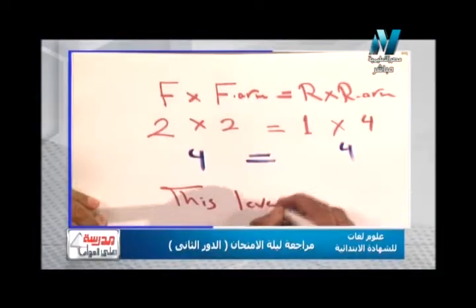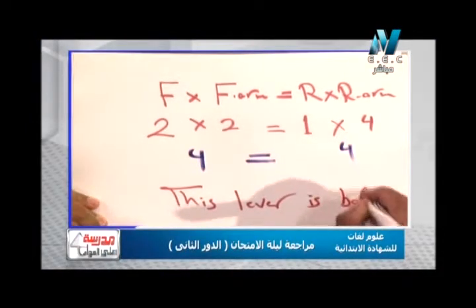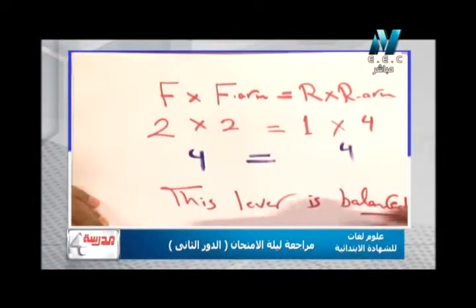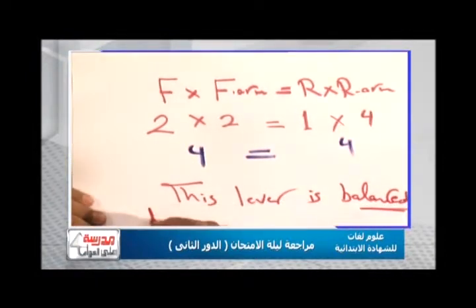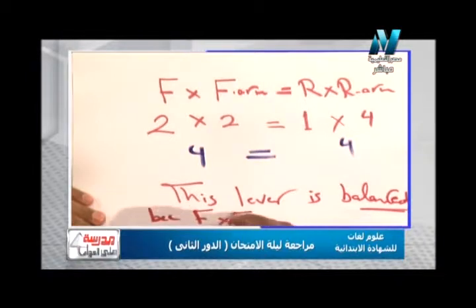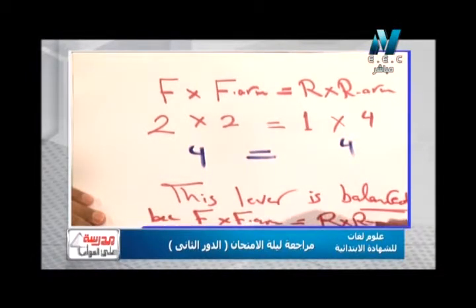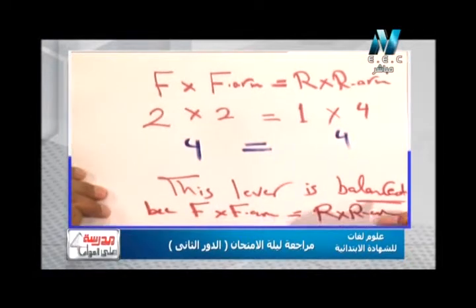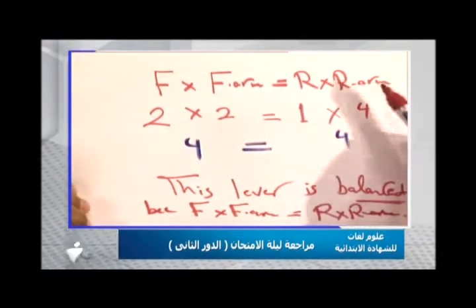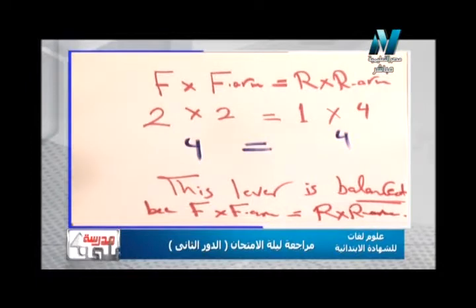So I can write here at last: this lever is balanced. Why? Because effort force times effort force arm equals resistance times resistance arm. So I can write again the rule which I wrote at the first of this problem. Again, why is this lever balanced?